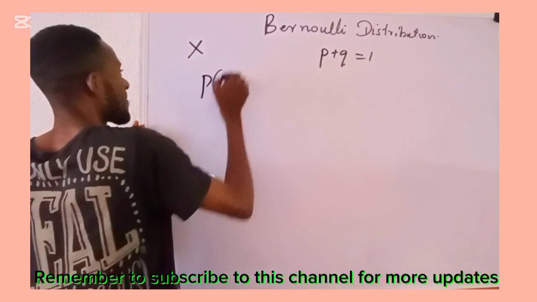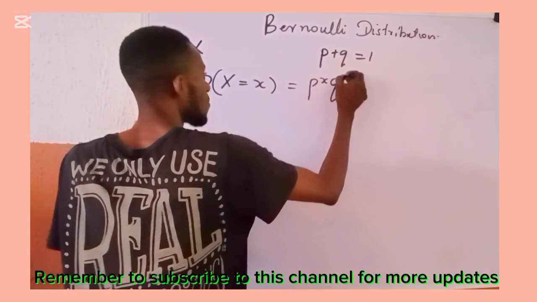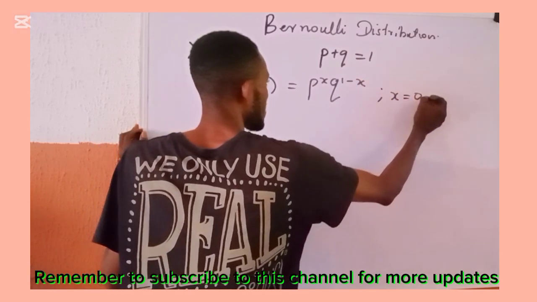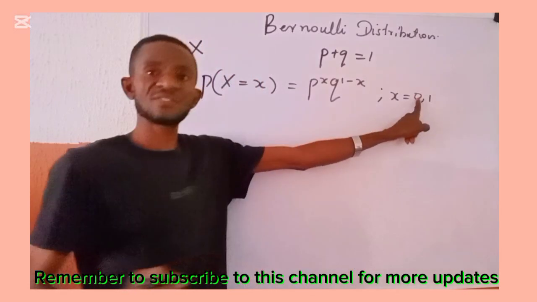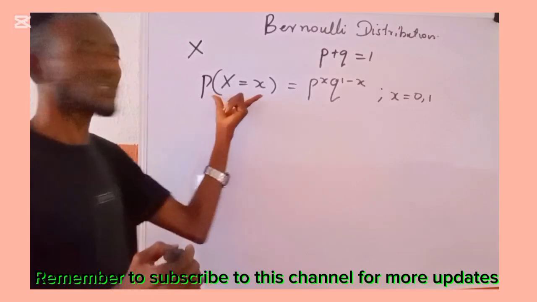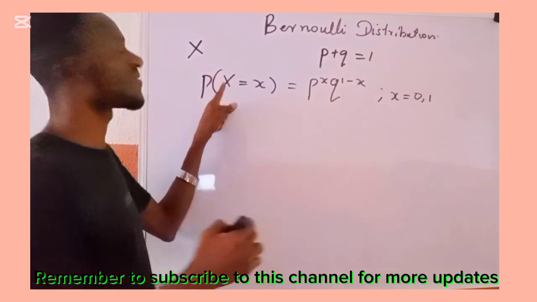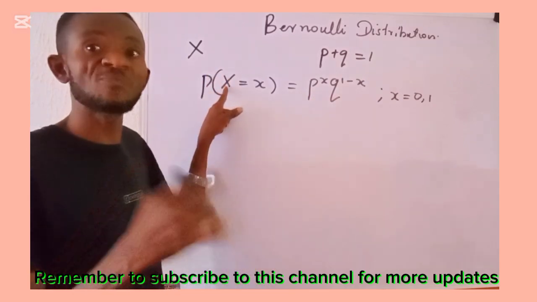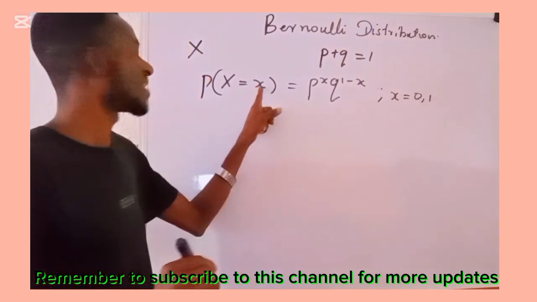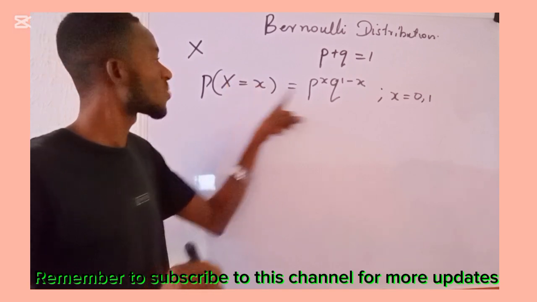P of capital X equals small x is given as p^x q^(1 minus x), such that x can take up only two possible values represented with 0 and 1. 0 is failure and 1 is a success. So anywhere, any day, this is what we call that mathematical function. It describes all the possible values of this random variable x, including its probabilities when it takes up these values. For instance, when this 0 goes in here, we say that this random variable x has taken up 0, and that 0 is failure.